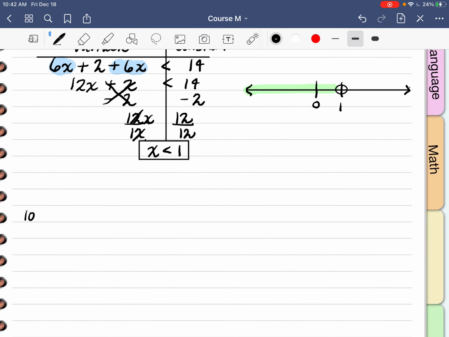Okay, number 10. I have negative 3 minus 6 parentheses 4x plus 6 parentheses is greater than negative 11.